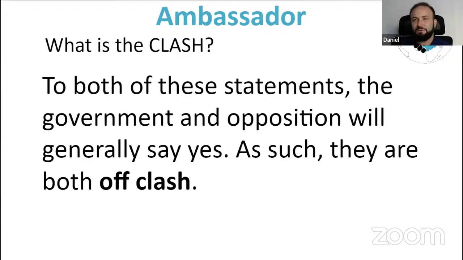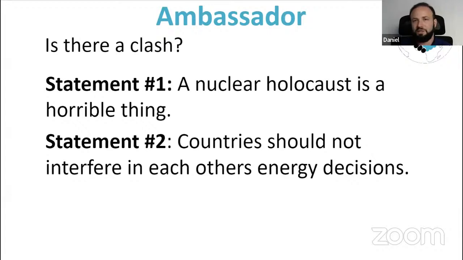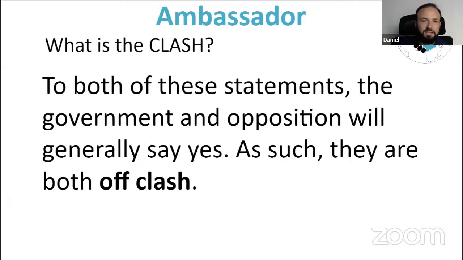So to both of these statements, or at least to statement 1, the government and opposition will generally say yes. For example, a nuclear holocaust is a horrible thing. Yes, countries shouldn't intervene in each other's decisions. Usually there could be agreement, though I agree that the second one is case specific. All right, let's now look at statement number 3.